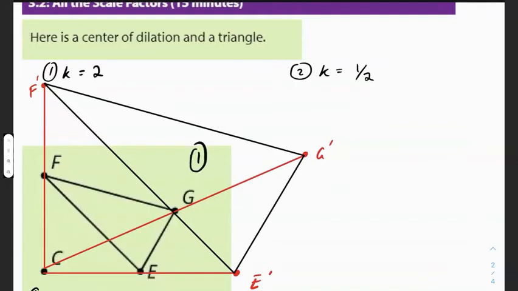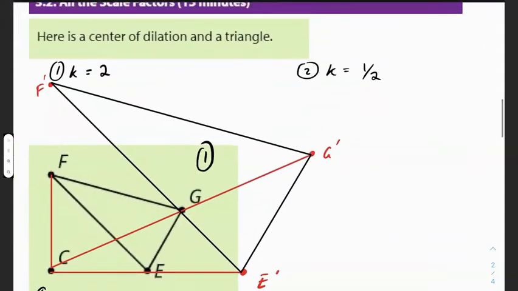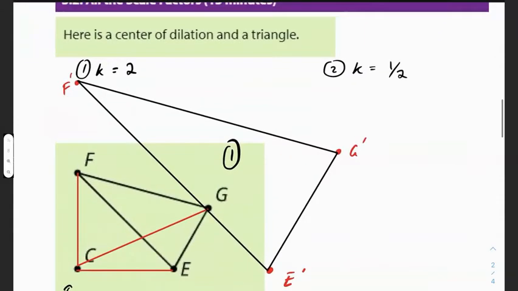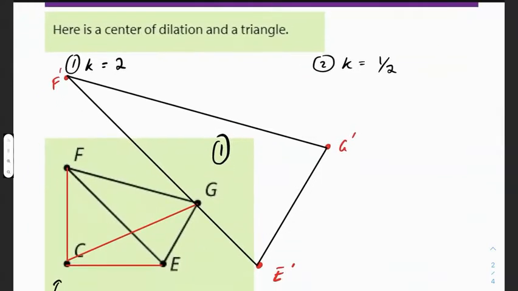Let's try the result for number 2. I'm going to go ahead and erase at least my scale factor of 2 markings. And let's do number 2. So half, right? So the distance here is halved.